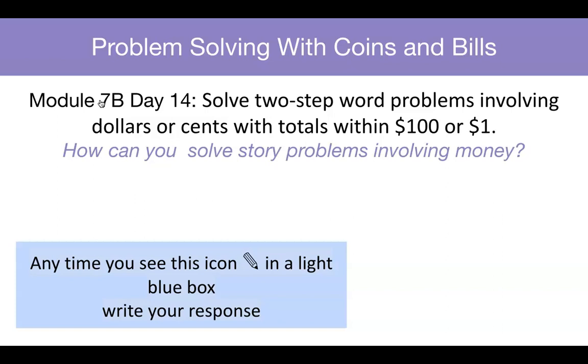There are two hurdles for them to get over. Number one is being able to understand the story context, and the other one is being able to come up with the value of the money.